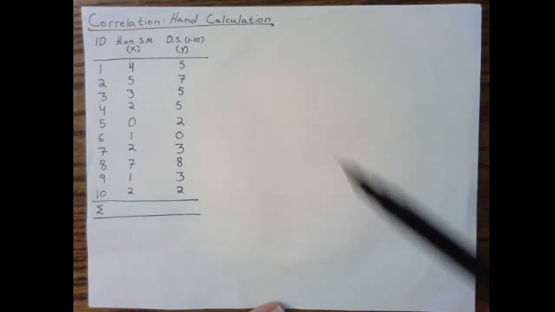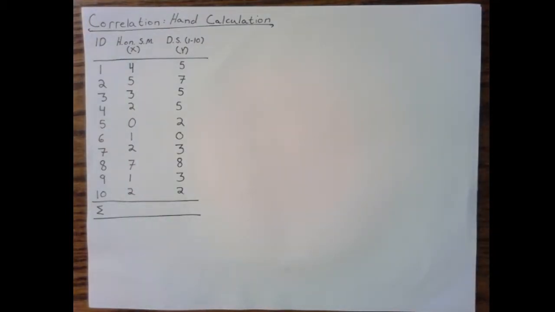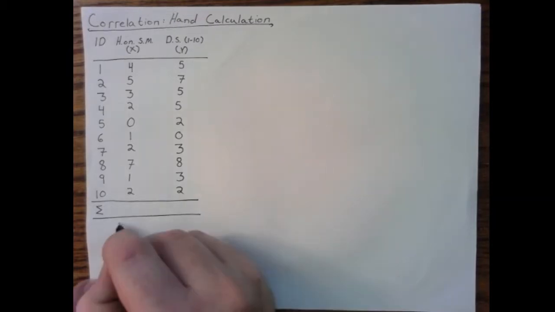Now, just like other hypothesis tests, we have this sort of step-by-step process we need to go through: state the hypothesis, set the rejection criteria, calculate the test statistic, interpret it, and then report our results. So let's work through this. Now, the first thing that we're going to need to do, again, is state our hypotheses.